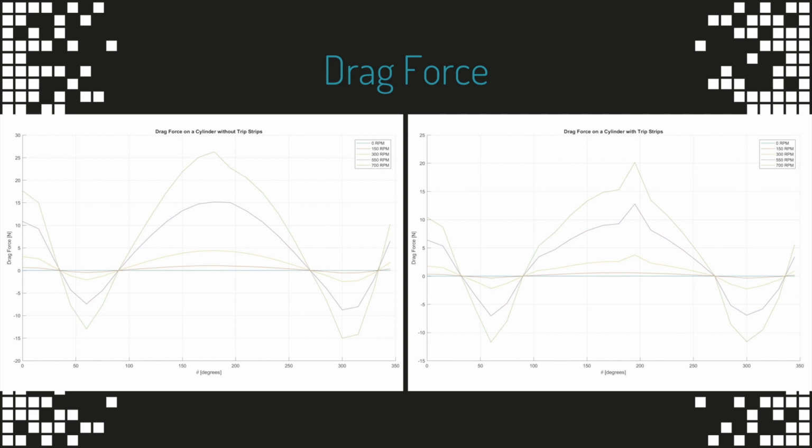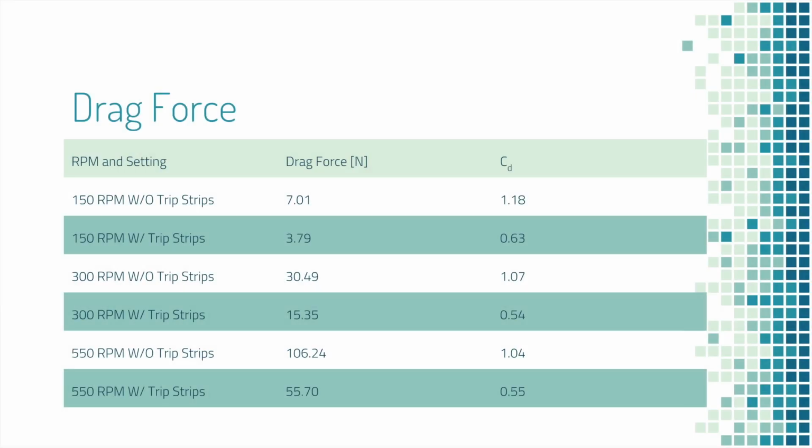But our results are really notable when we look at the tabulated format, where runs with the trip strips showed a decrease of drag force by almost half when compared to runs without the trip strips. This trend is noted as well with the coefficient of drag.